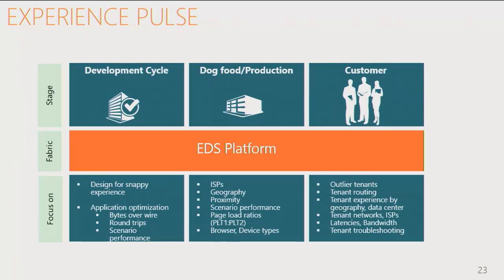In our production and dogfood environment, we also very closely watch tenant experiences by different geographies, different ISPs, different networks, and so on. We try to keep a very good map of what the different latencies and bandwidths are by which people are using our experiences, be it our clients or be it our protocols.